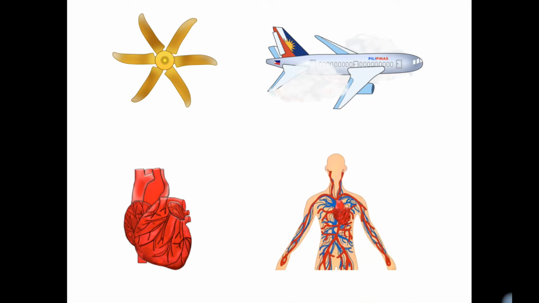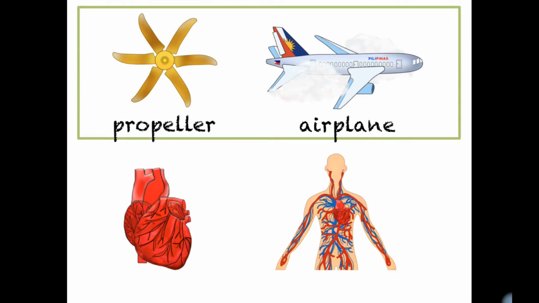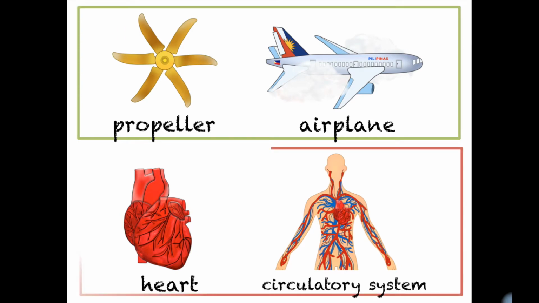Here they are. The first pair consists of a propeller and an airplane, while the second pair is comprised of a heart and the circulatory system. Propeller is to airplane as heart is to circulatory system.